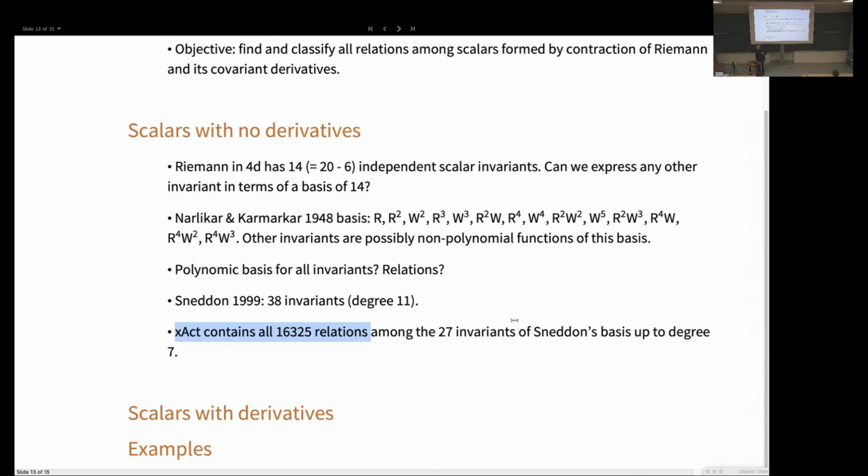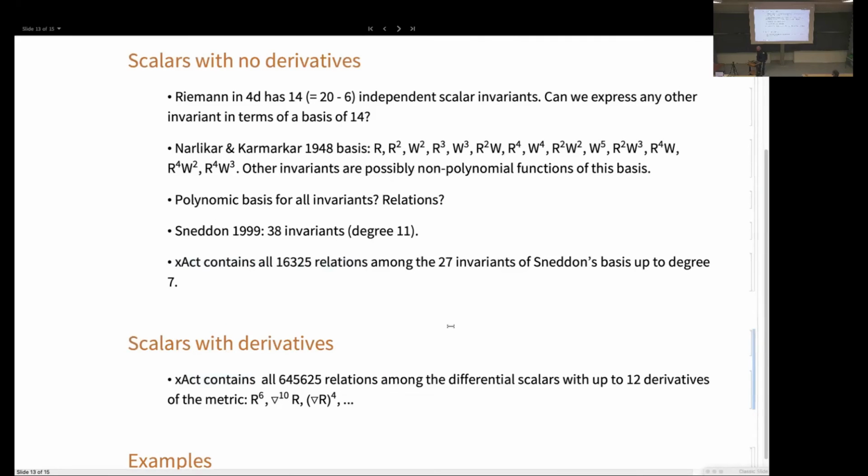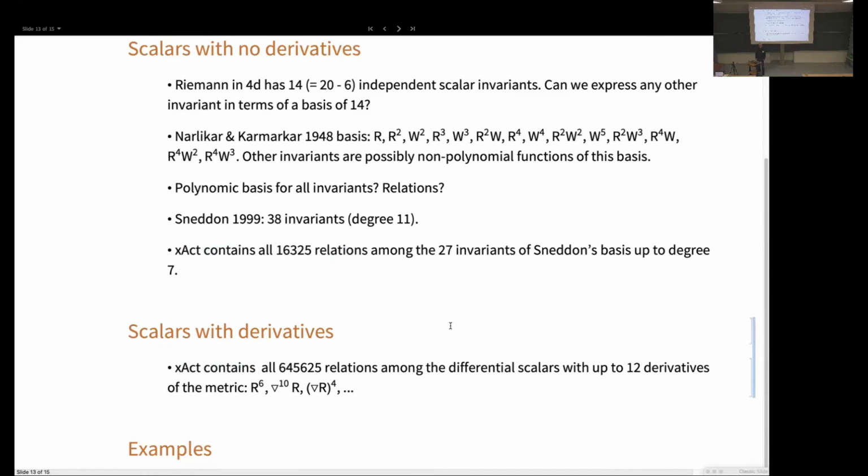It would be possible to go beyond with just more computing power. I think it took a few hours on a supercomputer to find this 27. Now, can we do it with derivatives too? Here the important thing is the number of derivatives of the metric. I have computed this up to 12 derivatives of the metric. That means I can have 6 Riemanns, or 10 derivatives of a single Riemann, or mixed things.